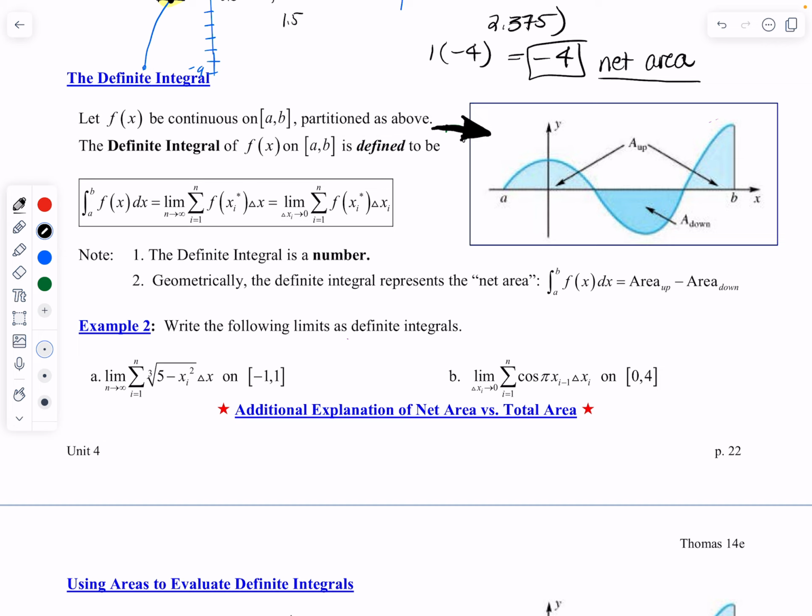Please note that the definite integral is a number. Geometrically, the definite integral represents the net area, so we still might get negative values. I'm just letting you know, watch out. I'm going to stop the video here and do a part 2, but I just wanted to introduce to you what the definite integral is doing.